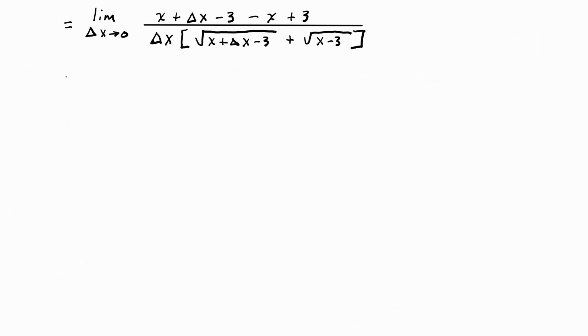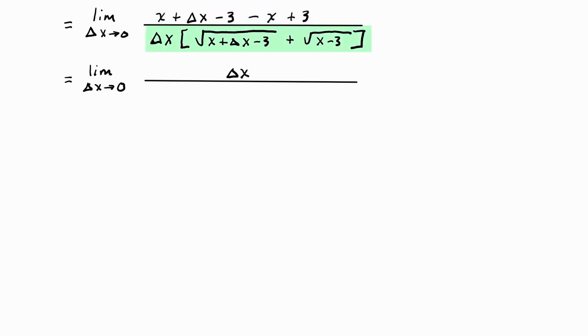So continuing to simplify, we bring down the equal sign and the limit as delta x goes to 0. We have to keep writing this limit because we have not performed the limit yet. We get the fraction bar in there. Now in the numerator, the x will cancel with the minus x, and the minus 3 cancels with the plus 3. So the only thing we have left is the delta x in the numerator.